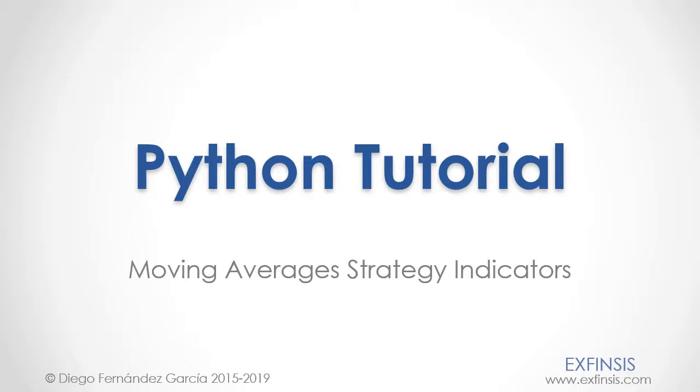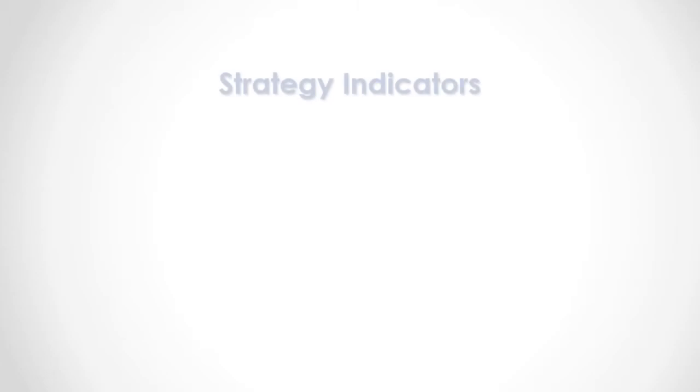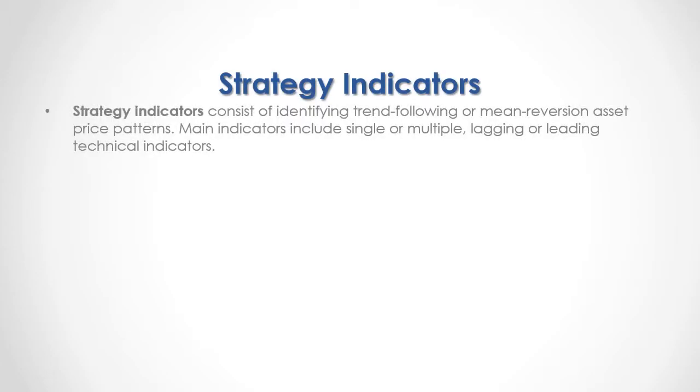Python tutorial, Moving Averages Strategy Indicators. Strategy indicators consist of identifying trend following or mean reversion asset price patterns. Main indicators include single or multiple, lagging, or leading technical indicators.